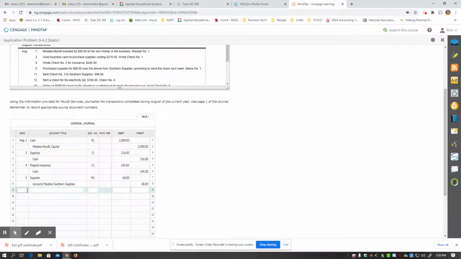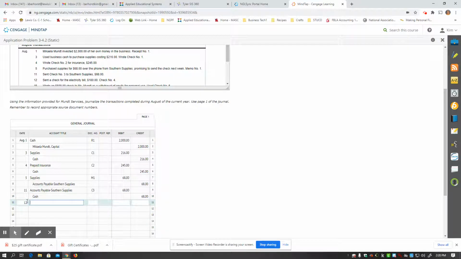Entry number 11. Sent check number 3 to Southern Supplies, so they're paying their bill. So we are going to notice when we charged it, we did accounts payable, Southern Supplies credit. So to do the opposite of that, to get rid of it, we do accounts payable, Southern Supplies, check 3, and we're paying the $68. Now, we're paying cash then for $68 credit.